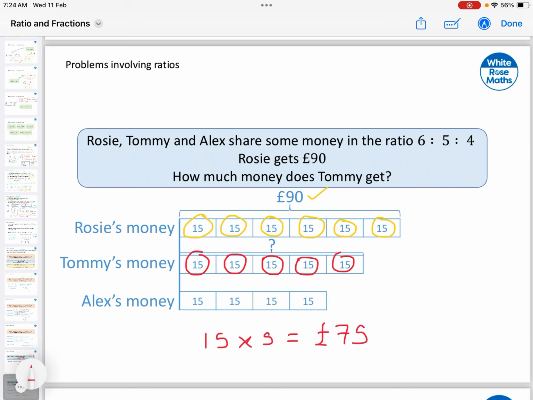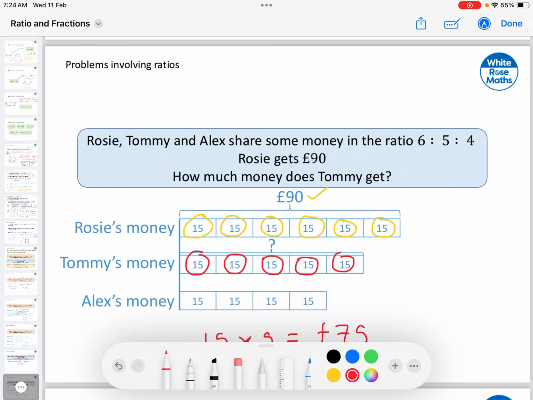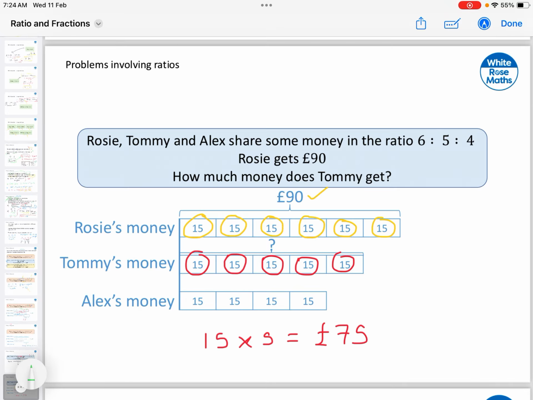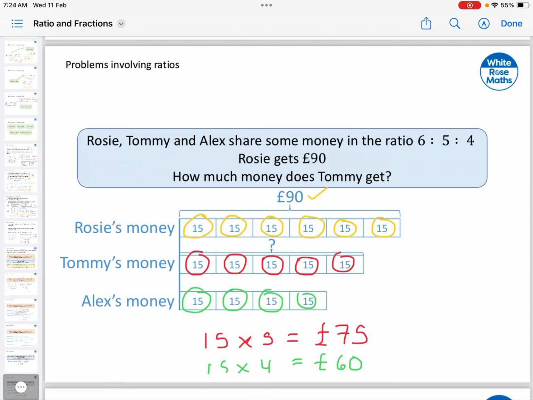So in this exercise, the focus is not on Tommy or Alex. The focus is on Rosie. We know the amount of money Rosie is getting, and from there, we can find Tommy's money. And this is not part of the exercise, but if you want, you can see here that Alex receives 4 parts. So that's 15 times 4, and that gives us 60 pounds. So you can also find the amount of money provided to Alex.